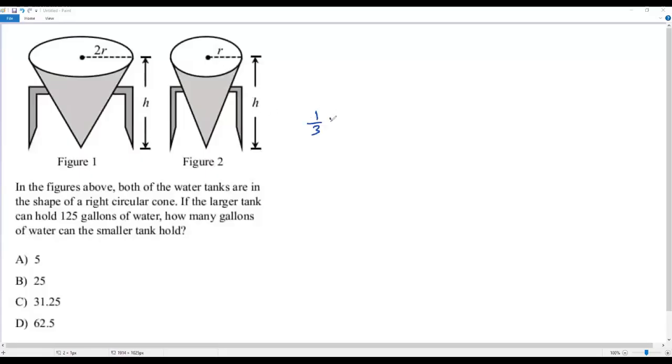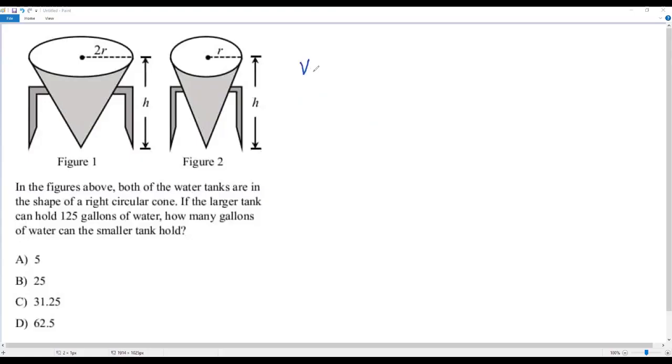So we can use the formula to get the volume of a cone. The formula is 1/3 times pi times r squared times h. Here r represents the radius of the cone and h represents the height of the cone. For both the cones we have the same height h. Now we can use this formula to find the amount of water each tank can hold.